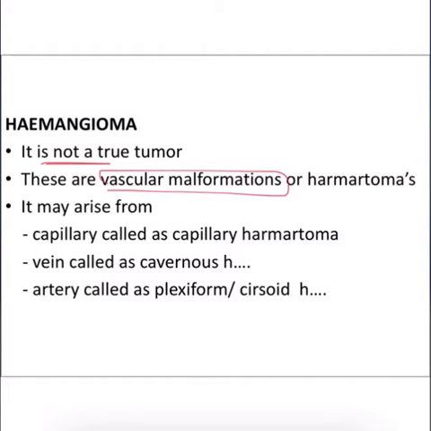It arises from blood vessels. Blood vessels can be capillaries, then it is called capillary hamartoma or hemangioma. If it arises from veins, then it is called cavernous. Cavernous means vein. If from arteries, then it's called a plexiform or cirsoid hamartoma.